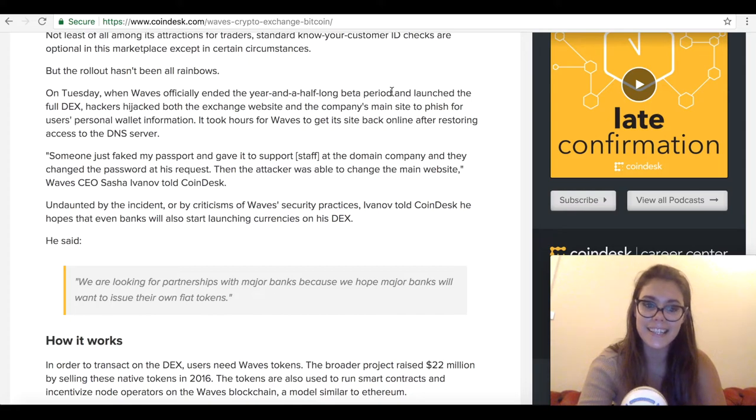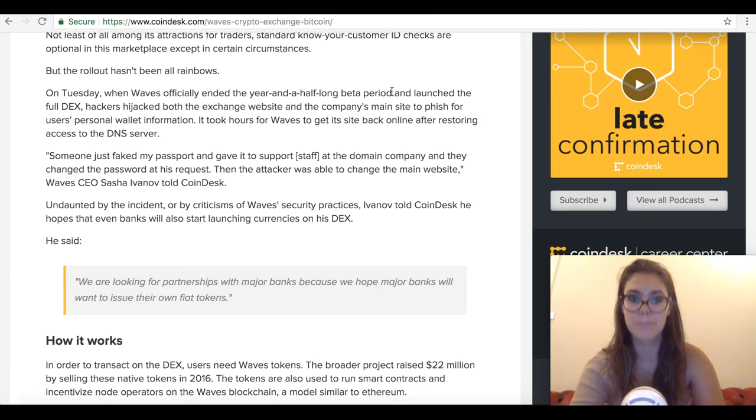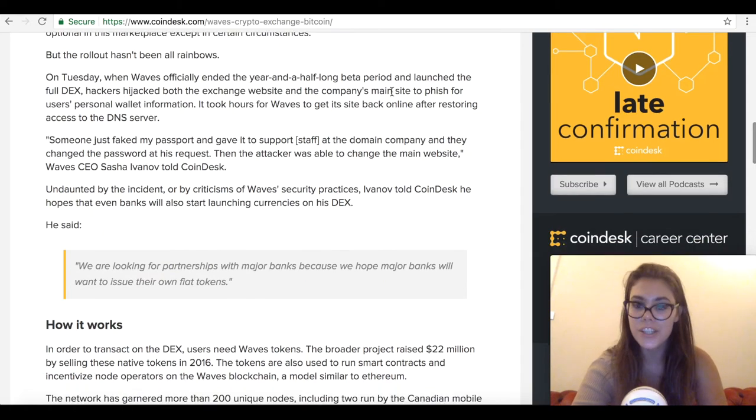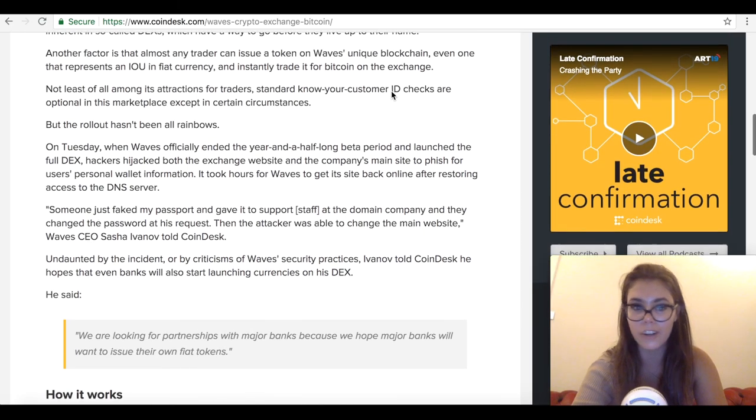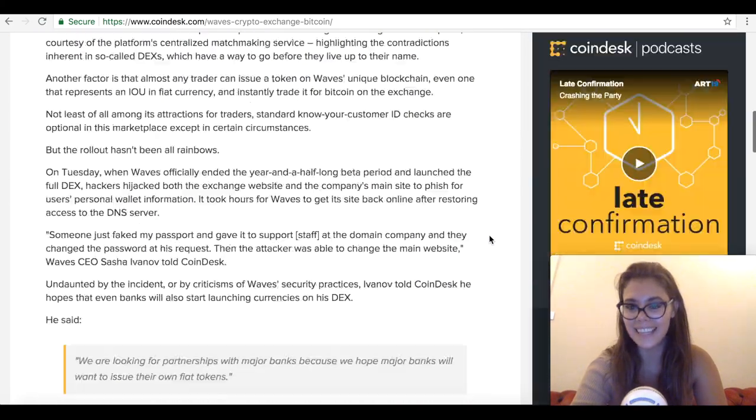Undaunted by the incident or by criticism of Waves security practices, Ivanov told CoinDesk he hopes that even banks will start launching currencies on his DEX. On top of that, he said, "We're looking for partnership with major banks because we hope major banks will want to issue their own fiat tokens." So it seems like they're being quite positive about the whole hack and they're not really too bothered. They did mention it on Twitter, however, and seeing as it has all been resolved and hopefully no funds were lost, we can say it's sort of happy days.